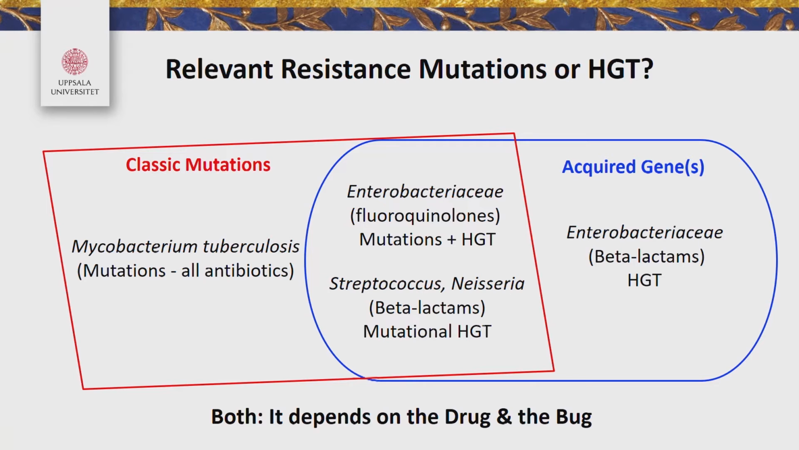So if you look at MTB, tuberculosis, the resistance is conferred by mutations in all cases. And if you look at Enterobacteriaceae, beta-lactam resistance is all horizontally gene transferred, essentially. And then somewhere in the middle, you have examples of drug and bug combinations where you find that it's a little bit of both. For example, fluoroquinolones and Enterobacteriaceae, resistance is conferred by mutations and horizontally transferred elements in some combination. Often both are involved. So it really depends on the exact context you're looking at.